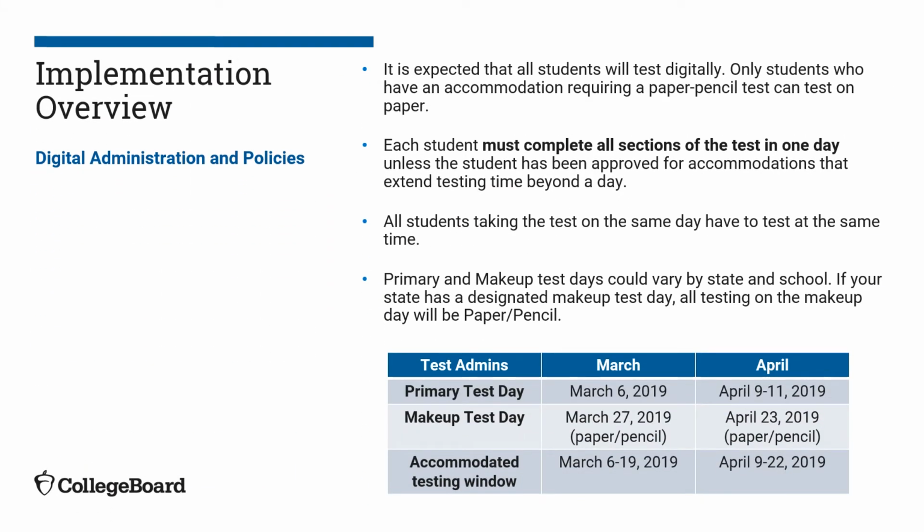It is expected that all students will test digitally. Only students who have an accommodation requiring a paper-pencil test can test on paper. Each student must complete all sections of the test in one day unless the student has been approved for accommodations that extend testing time beyond a day. All students taking the test on the same day have to test at the same time. Primary and makeup test days could vary by state and school. If your state has a designated makeup test day, all testing on the makeup day will be paper-pencil.